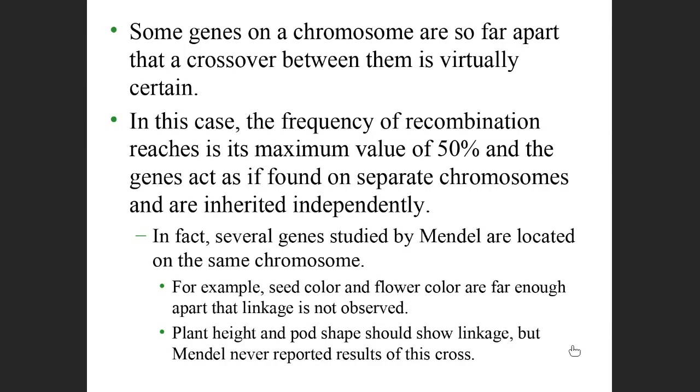Now, plant height and pod shape would show linkage, so they would have violated the law of independent assortment, but Mendel never reported those results. That doesn't necessarily mean that he never did those crosses. It just may have been that those results he could not explain, because they violated his law of independent assortment. And so since he couldn't explain it, he just ignored it.